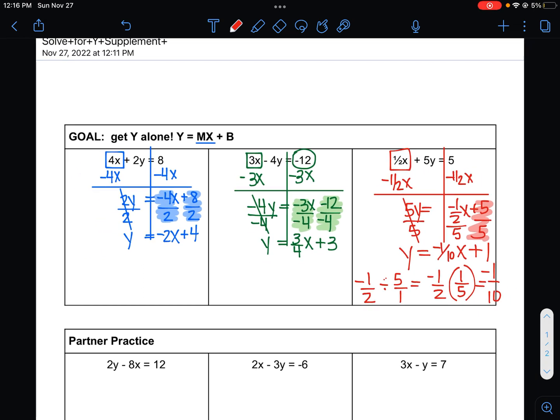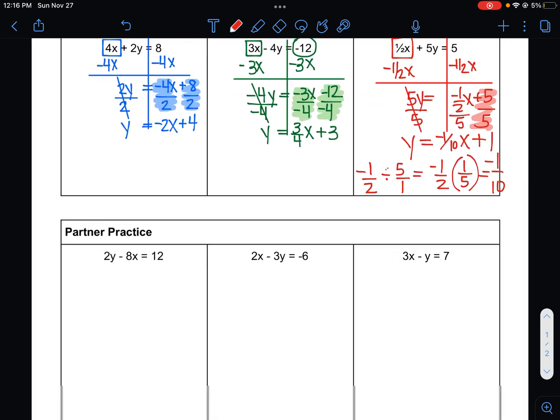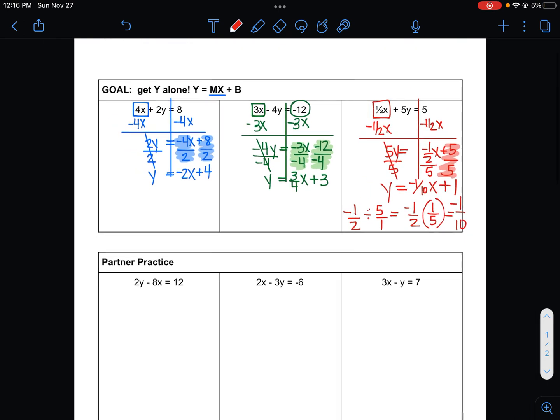Go ahead and try the remaining 3 problems with a partner, and then you're going to submit this to Canvas.